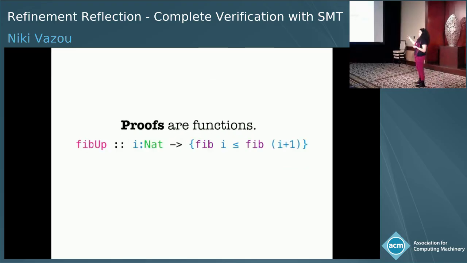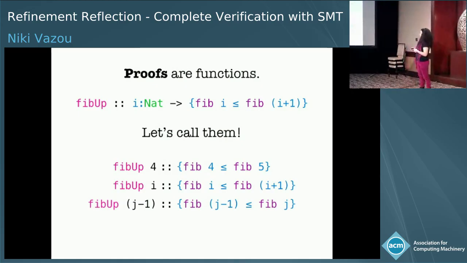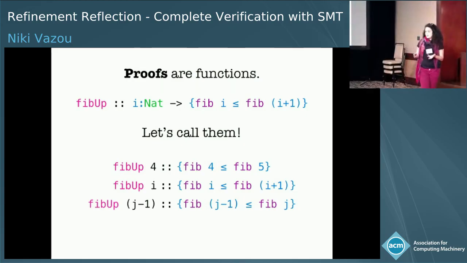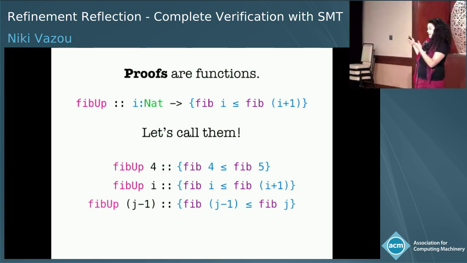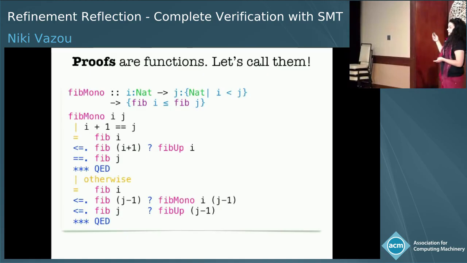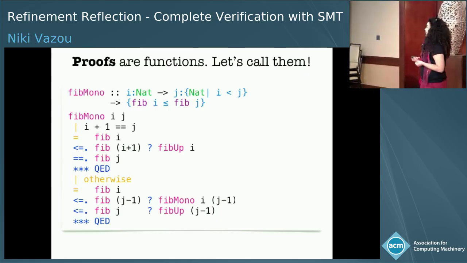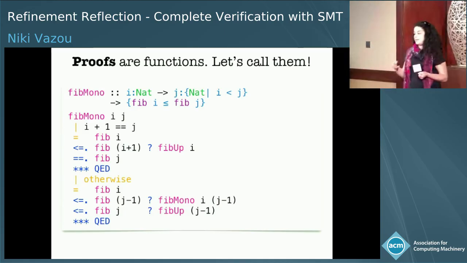So the proof fib up is a function. Since it's a function, I can just go on and apply it and call it. If I call fib up on i, I know that fib i is less than or equal to fib of i plus 1, and then I can call fib up on variables, for example i or j minus 1. Then I have theorems that I can use as lemmas to prove more interesting properties. For example, here I am using fib up to prove that fib is also monotonic. So I have my theorem that says that for every natural number i and every j greater than i, fib of i is less than or equal to fib of j.